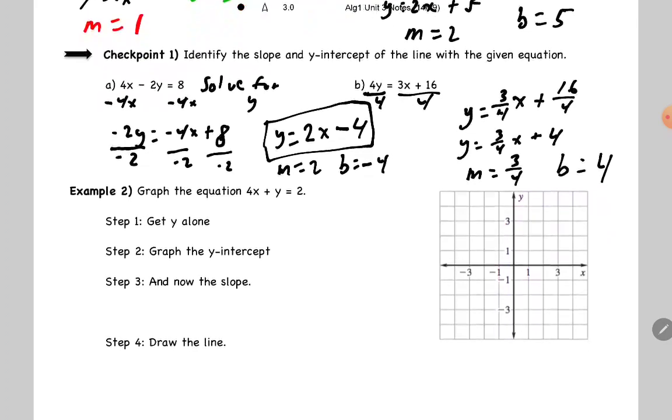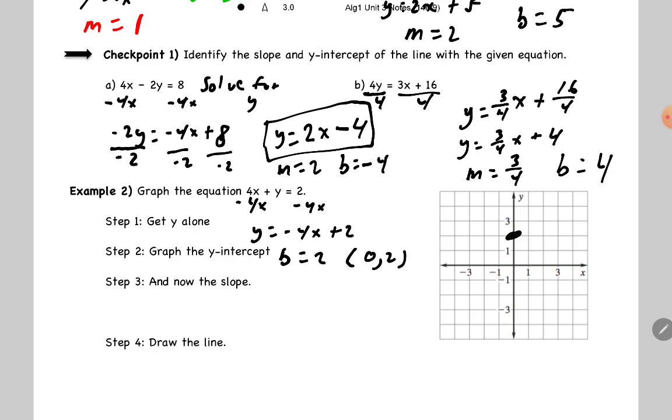Okay, graph the equation. So the first thing you want to do is get y alone. So I'm going to subtract 4x from both sides, and I'll get y equals negative 4x plus 2. So graph the y-intercept. So remember, y-intercept is b equals 2. That's the same thing as 0, 2. So I'm going to go ahead and go up 2 and make a dot.